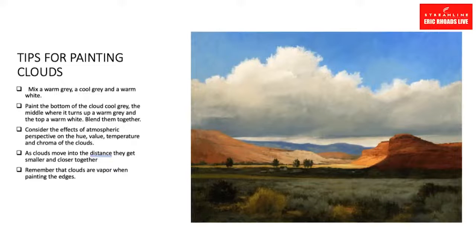The other thing about clouds is, as they move into the distance, they get closer together. Just like anything, like railroad ties or fence posts, they follow the rules of linear perspective. And the other thing I always have to tell myself is that clouds are actually vapor. So they're not solid objects. That's sometimes hard to capture when you're painting them.